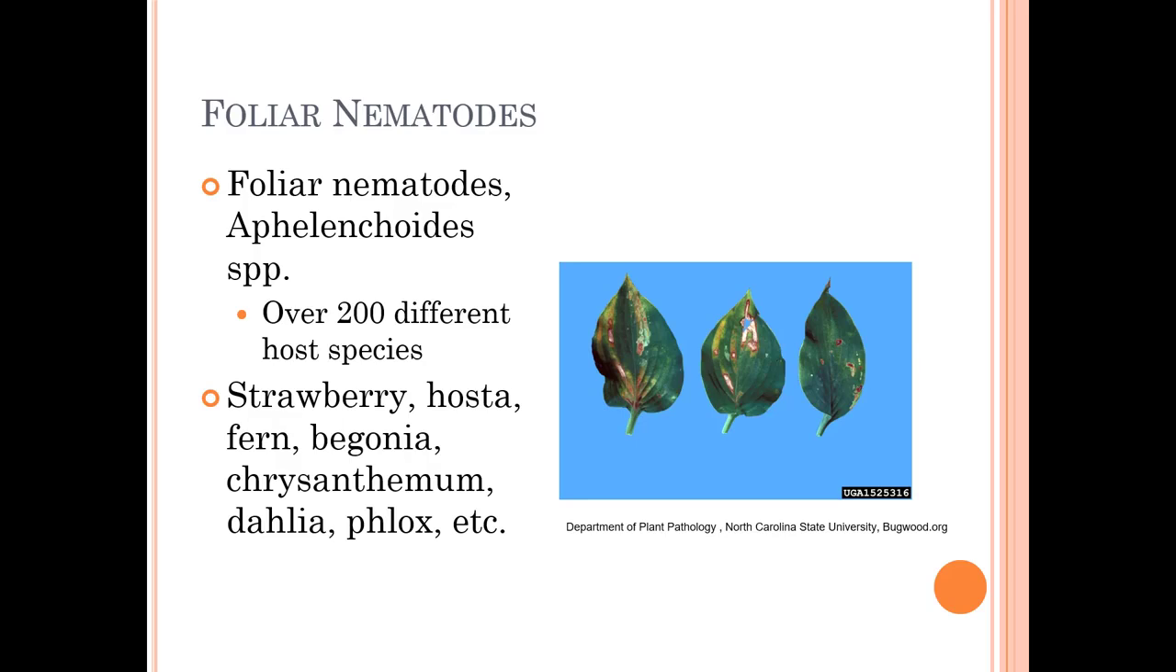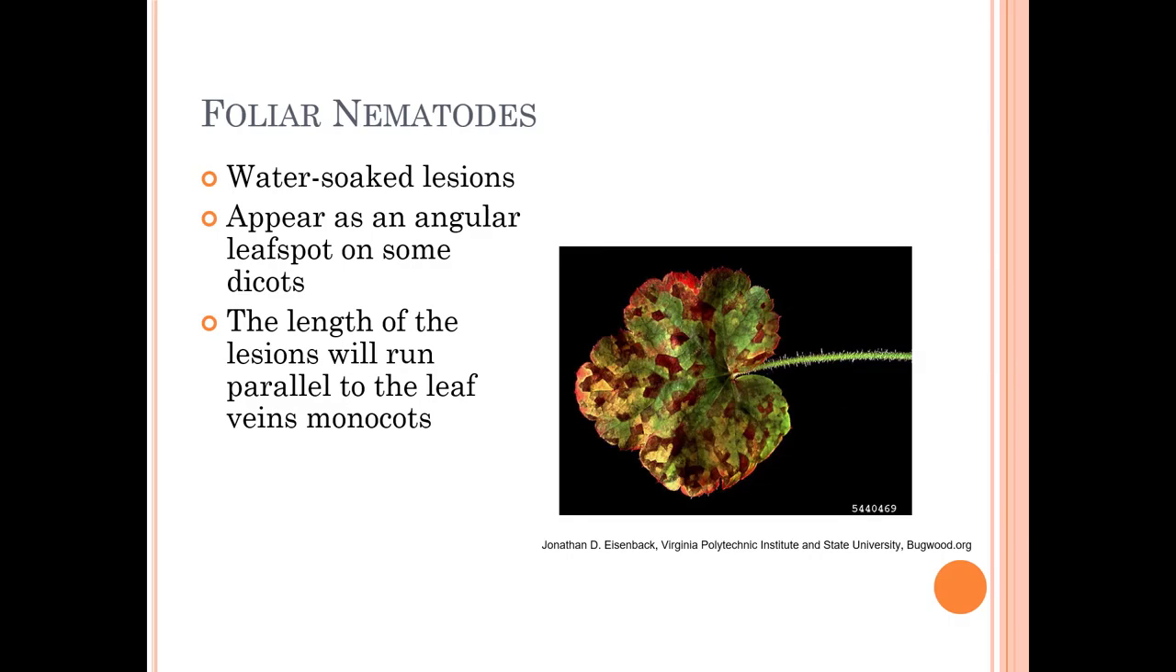And then there's foliar nematodes, and there's over 200 host species for this: strawberry, hosta, fern, begonia, chrysanthemum, dahlia, phlox, etc. And you can see here we've got it on hosta. So some of the symptoms you'll see are water-soaked lesions, and of course we know about that when we're thinking about bacteria, right? So on dicots, they look like angular leaf spots, and then on monocots, the lesions will often run parallel to the leaf veins.